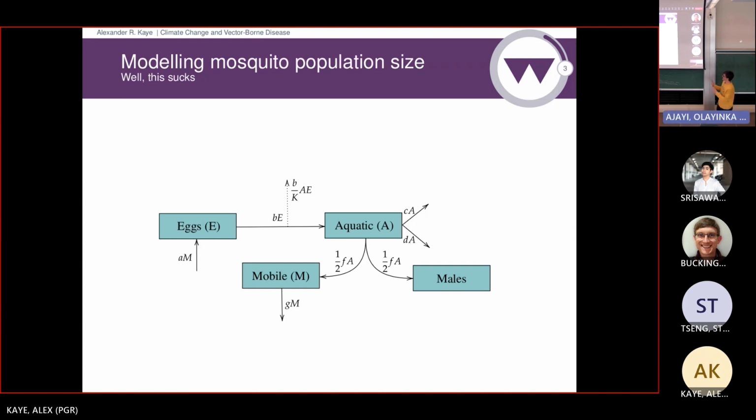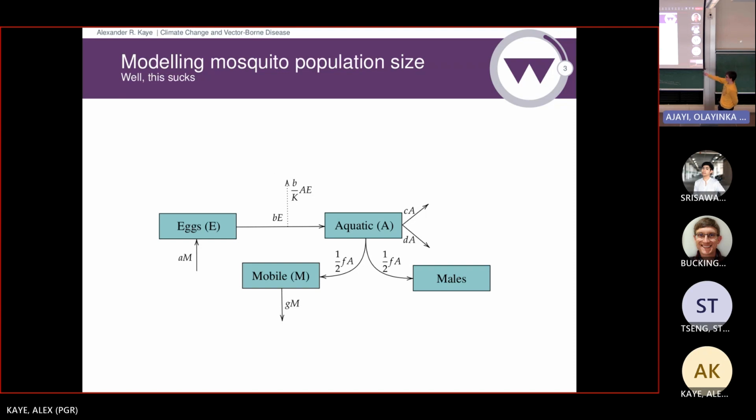This is the model for the mosquitoes. So I split it up into eggs, aquatic, and mobile. And I'm siphoning off males because the males don't bite and so they can't transmit diseases. And so this is a fairly standard compartmental model where we've got some birth rate A and then some development rate from eggs to aquatic, B.